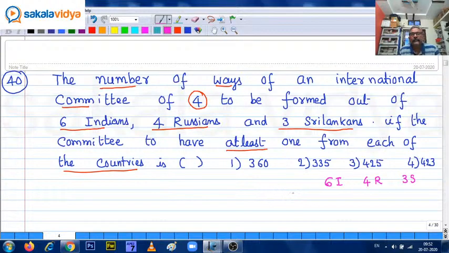So at least one person means the first case may be like this: 1 Indian, 2 Russians, 1 Sri Lankan. Second, 2 Indians, 1 Russian, 1 Sri Lankan. Third case, 1 Indian, 1 Russian, 2 Sri Lankans. This is the only possible case. Any other cases? No chance, because definitely one must represent each of the countries. So only 3 cases are possible. So now the solution.